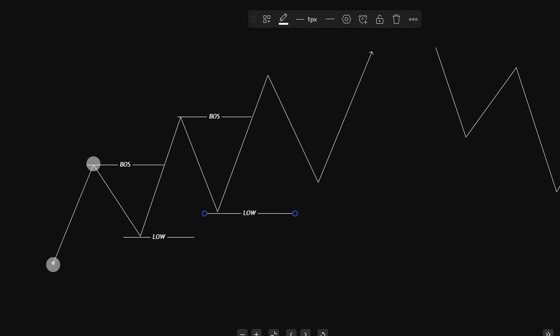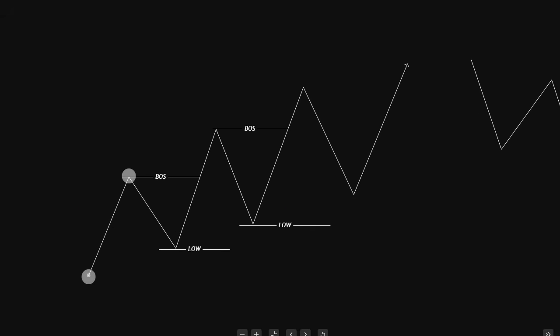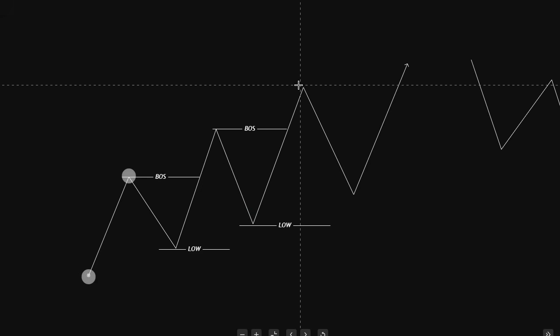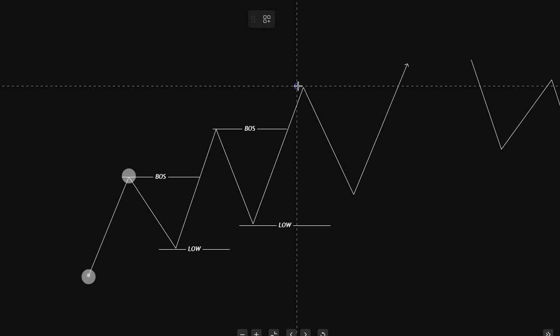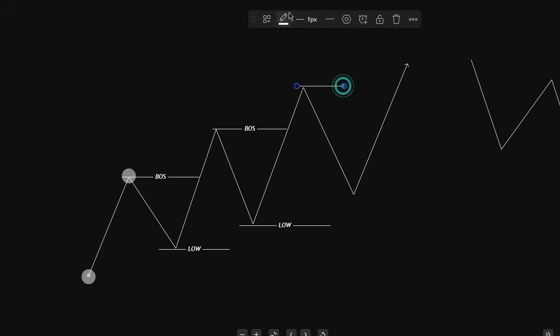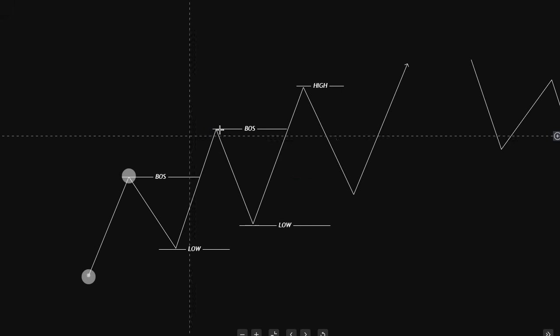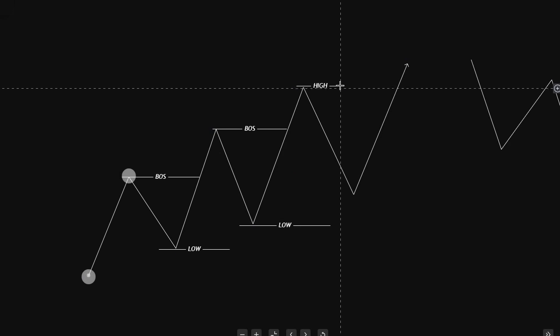So right now we're not considering this old low anymore; we're considering this one. This is the new and recent low, and the recent high is this one. So we're going to mark it as another high. If you want to say it as higher high, higher low marking, you can say that also. So you can say high, higher high and higher low.